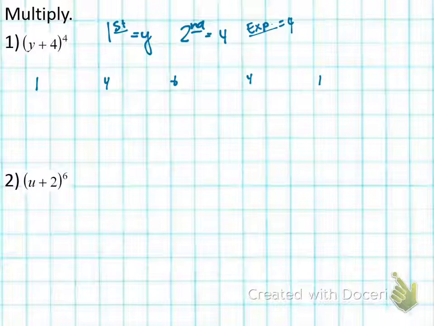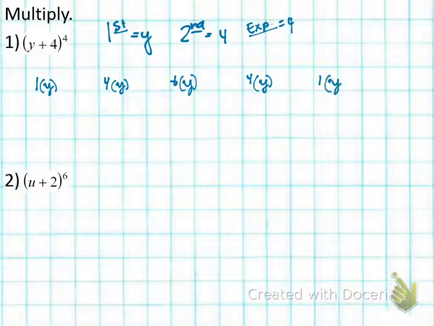The second thing we're going to do is take the first term and put it next to each coefficient, in its own parentheses. So we put a y next to the 1 here, a y next to the 4, a y next to the 6, a y next to the 4. Okay, watch carefully. All eyes up here.